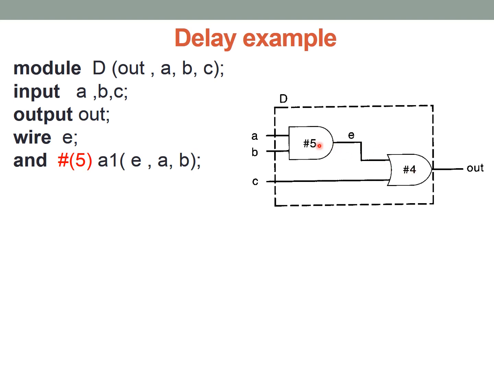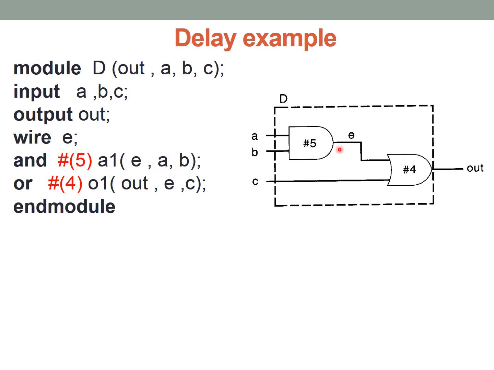One is the AND gate and the OR gate with delay. So the instantiation of this AND gate with the 5 delay is AND #5. This is one delay specification giving a label, output, input variable. So it is E, A, B. Similarly, OR, the delay mentioned here is #4. O1 is the label, out, E, C, output, input variables, and we can end the module using the keyword endmodule.